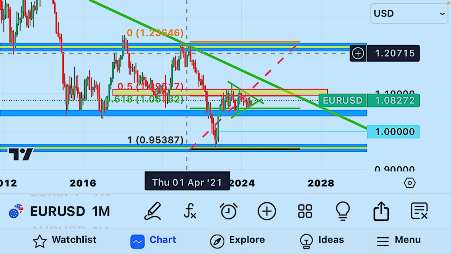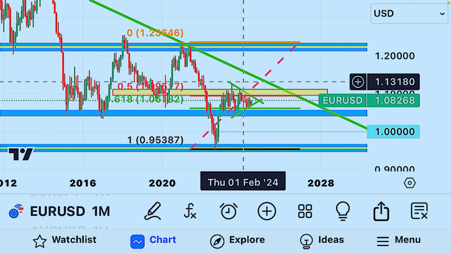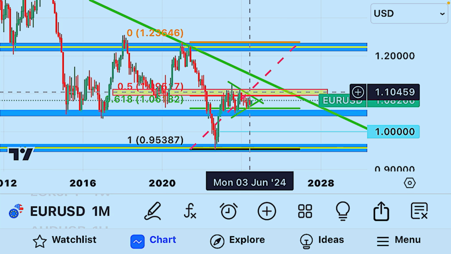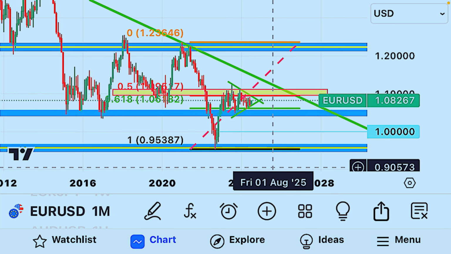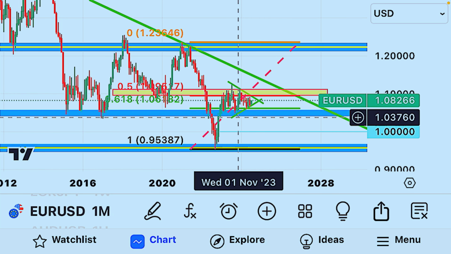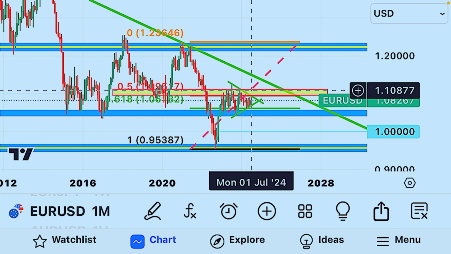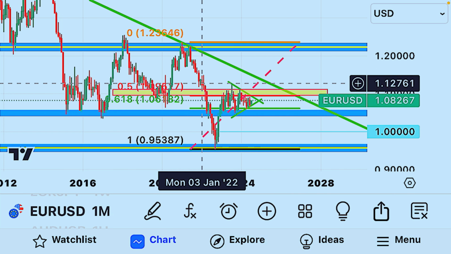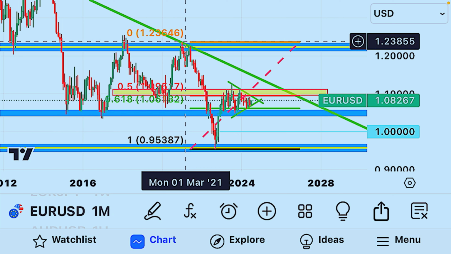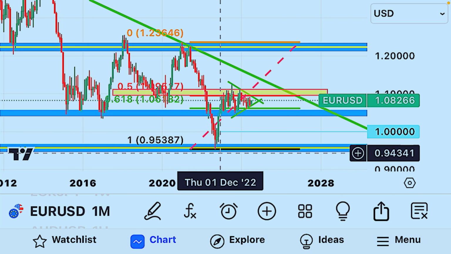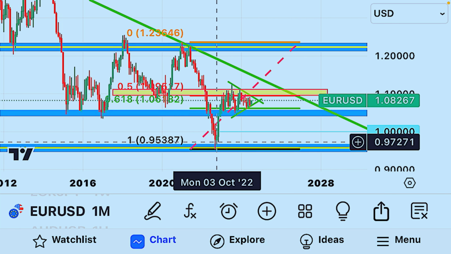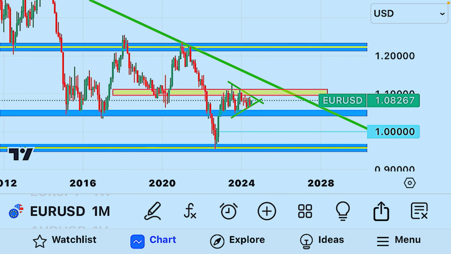So after this impulse leg, the market has retraced before making the second impulse leg. So if the market retrace, and if the market wants to make this second impulse leg, it must be the same distance from this swing high to this swing low, using the Fib retracement strategy. You know what I'm saying?